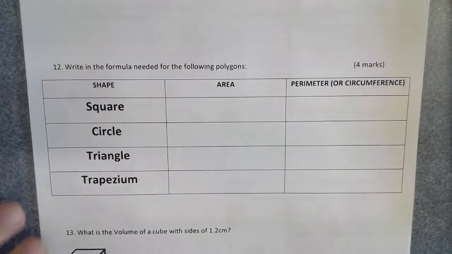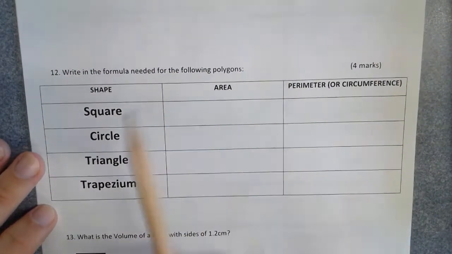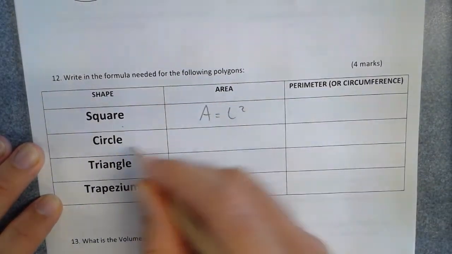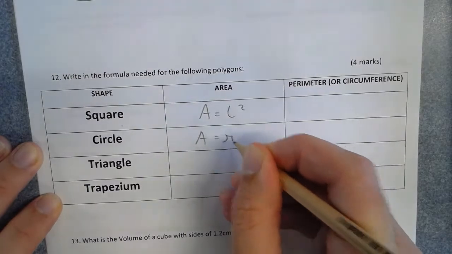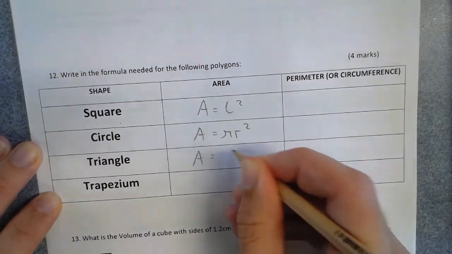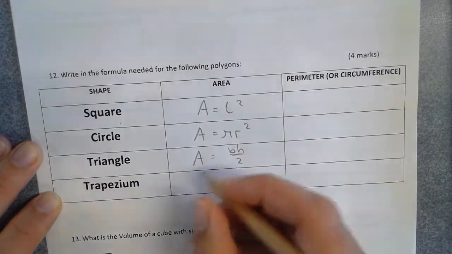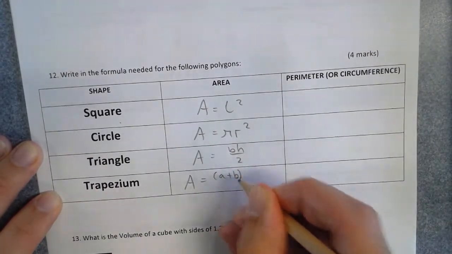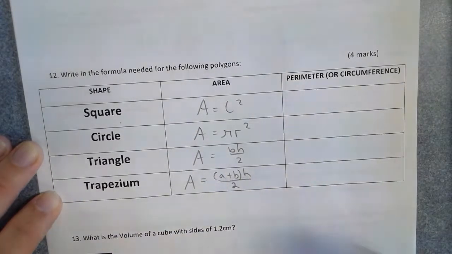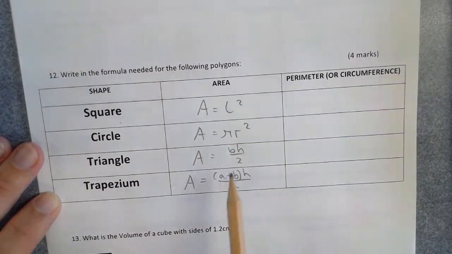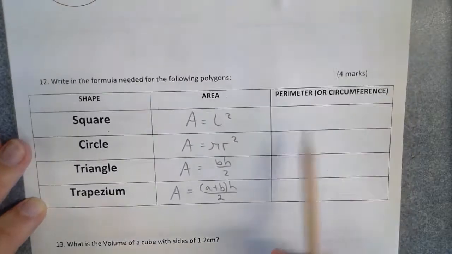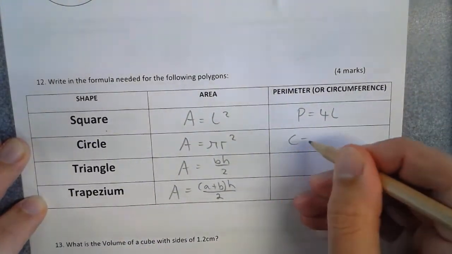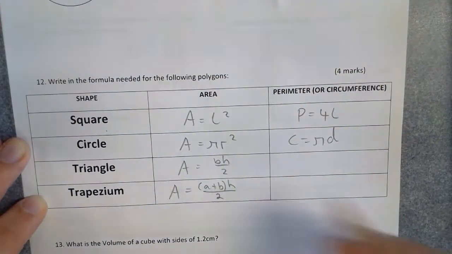Question 12. Write the formula needed for the following polygons. Okay, so area of a square is length squared, area of a circle is pi r squared, area of a triangle is base times height divided by 2, and the area of a trapezium is the parallel sides added, multiplied by the height, divided by 2. Sometimes it's written as half (a plus b) h. Perimeter of a square is 4 times the length. Circumference of a circle is pi d, we just did that one.